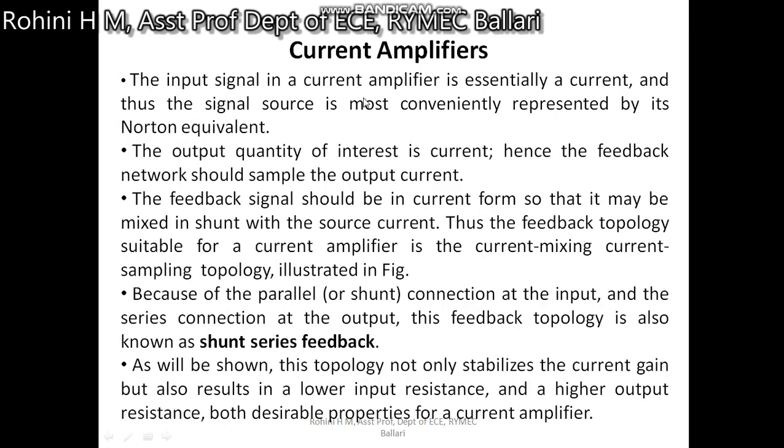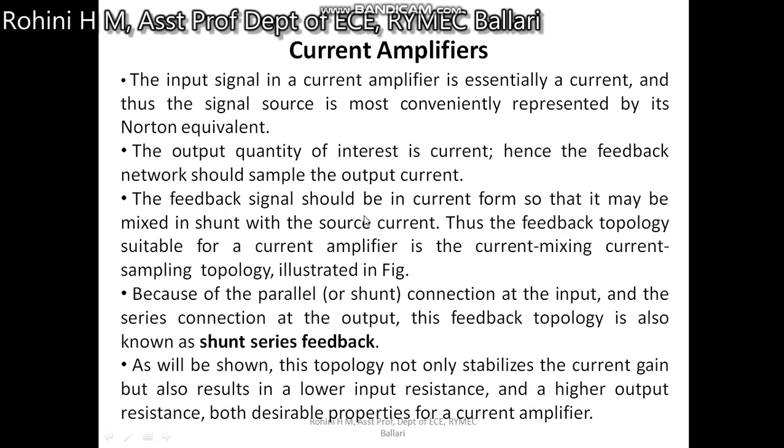The input signal to a current amplifier is essentially a current, and thus the signal source is most conveniently represented by its Norton equivalent. When it is a voltage, we write the Thevenin equivalent network. Since it is a current, we write the Norton equivalent. The output quantity of interest is current, hence the feedback network should sample the output current.